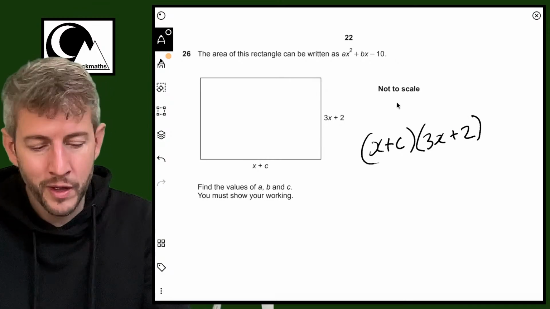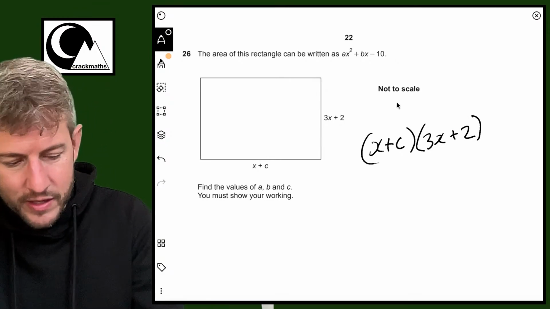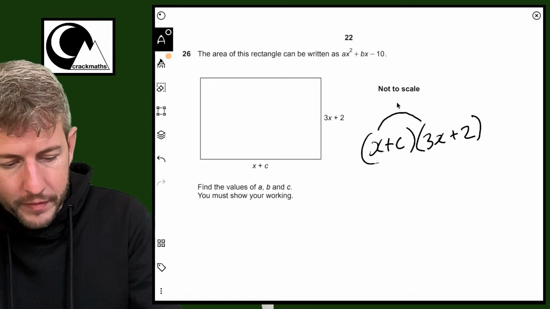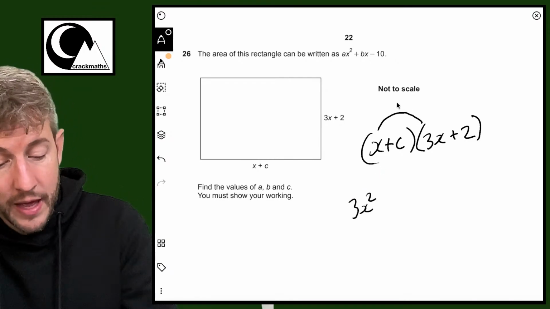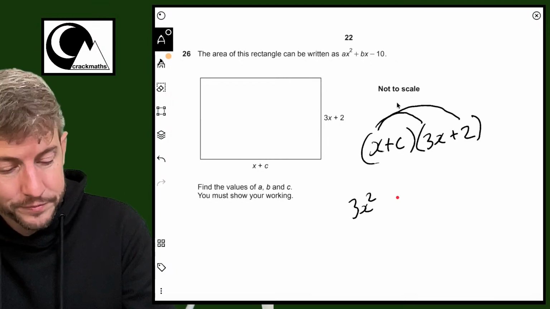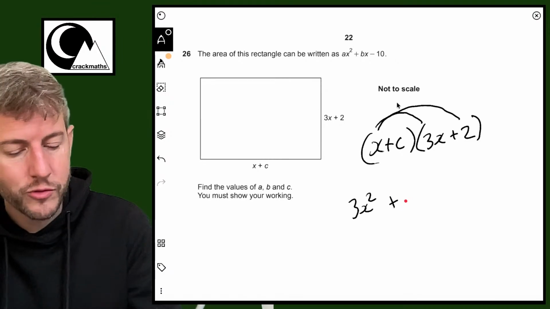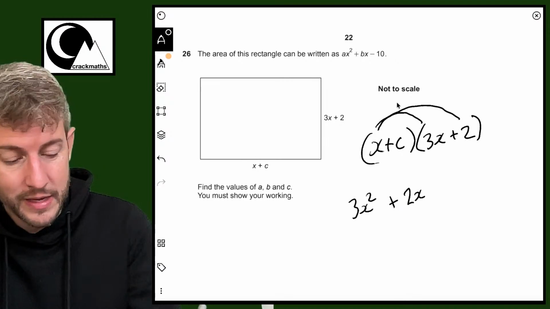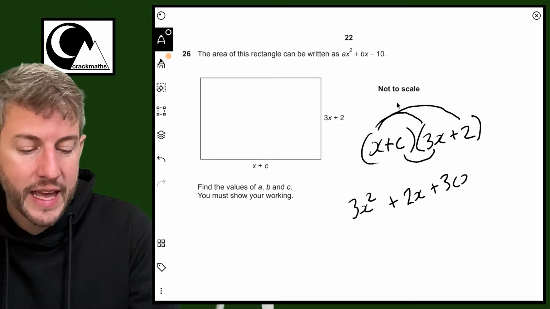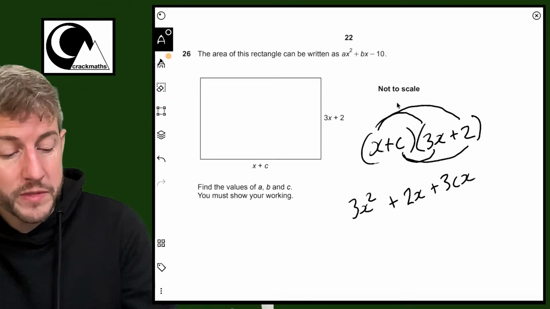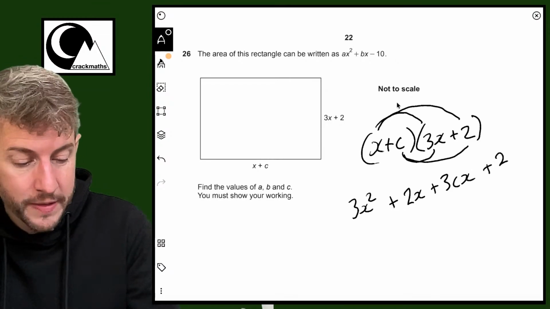Okay, so let's now multiply these out. So we've got x times 3x will give us 3x squared. x times 2 will give us plus 2x. c times 3x will give us plus 3cx. c times 2 will give us plus 2c.